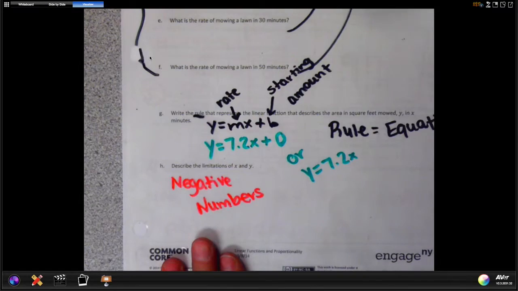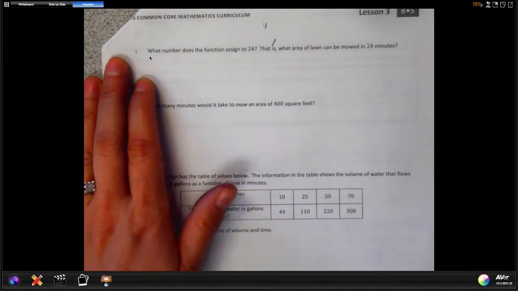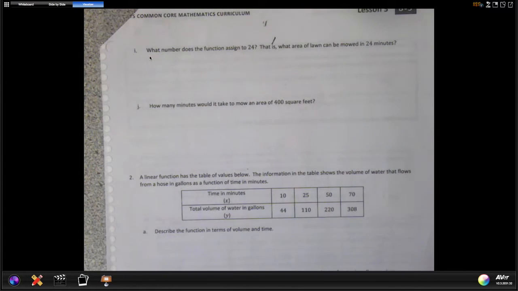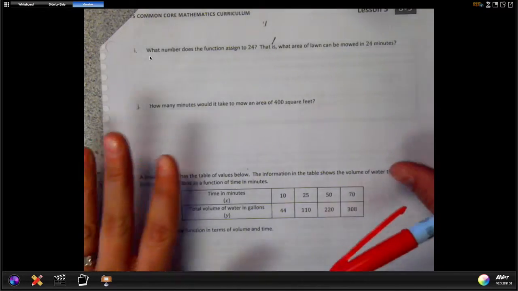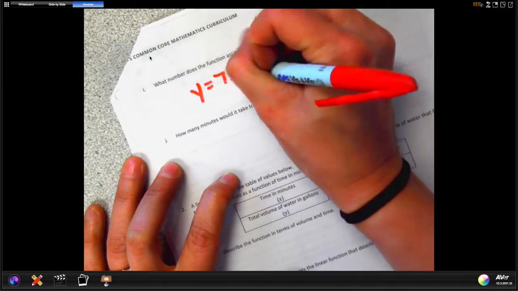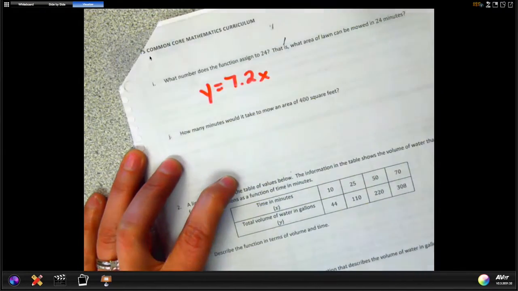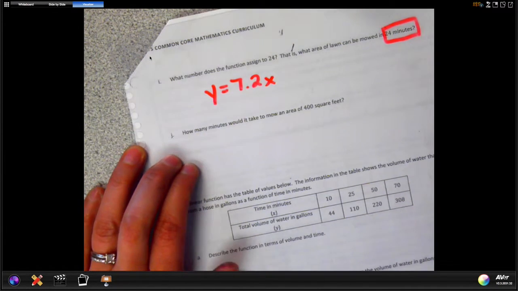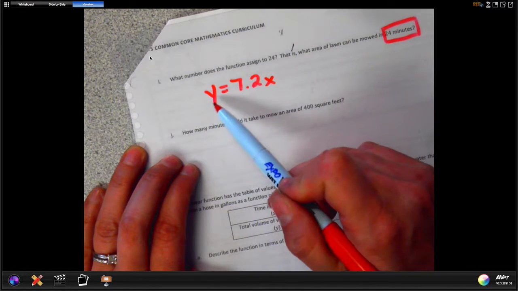Okay, next page now. So we're going to go to page 17. To the top again. Okay, it says, what number now does the function assign to 24? That is, what area of lawn can be mowed in 24 minutes? Okay, so what we want to do is use our equation now, y equals 7.2x. And it gives us a new piece of information. It says 24 minutes. Okay, when they give you a new piece of information, you want to decide what that goes with.